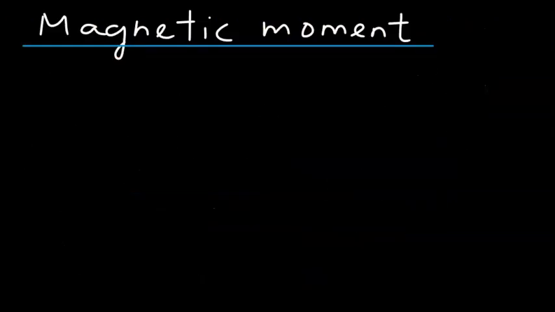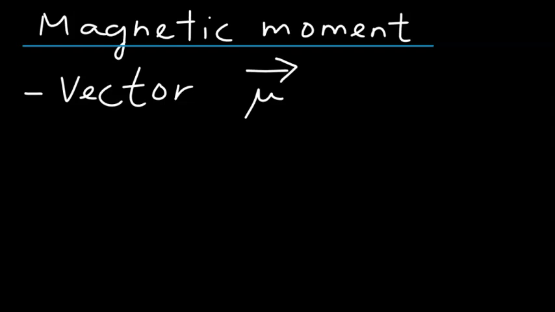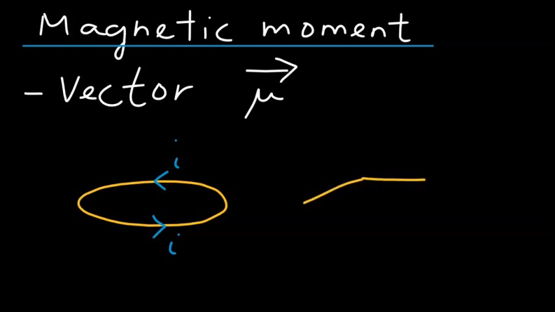Let's start with magnetic moment. First of all, we need to realize that magnetic moment is a vector quantity, and we usually represent this vector magnetic moment with the symbol mu. The magnetic moment vector is usually associated with current in a loop. For example, this diagram is a circular loop, and the current is going in the following direction. Or it could be a rectangular loop, where the current is going in that direction, and so on.